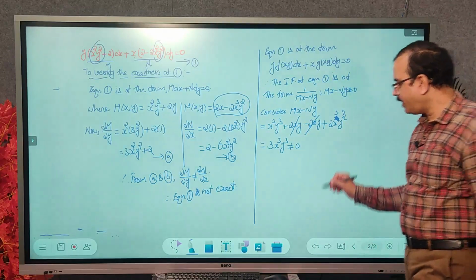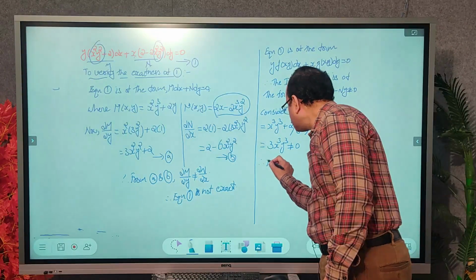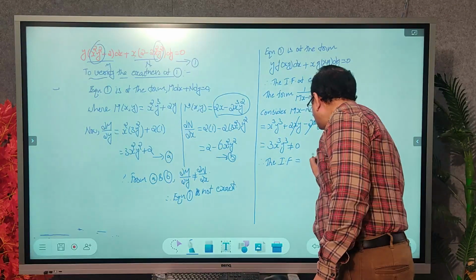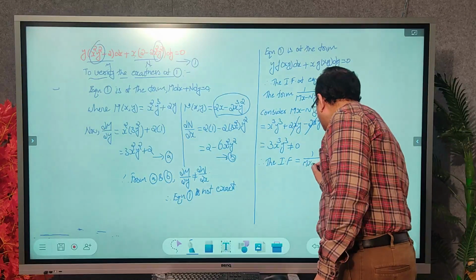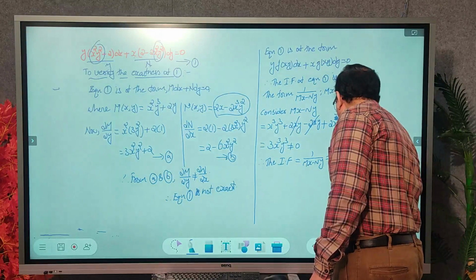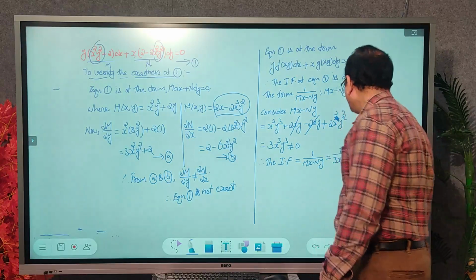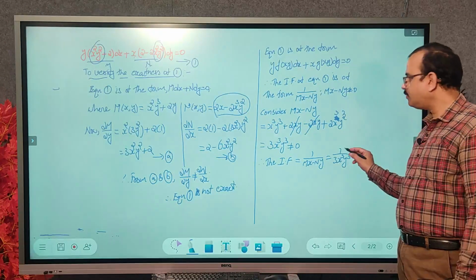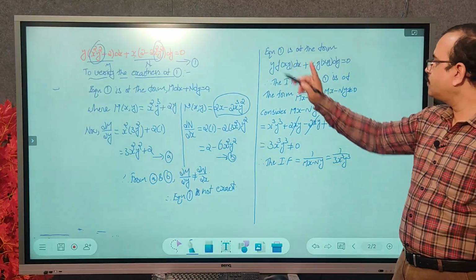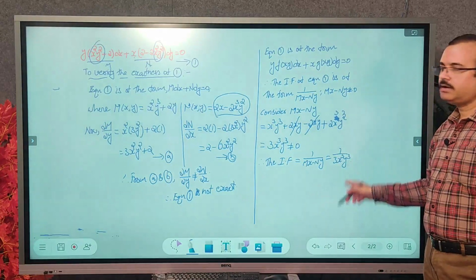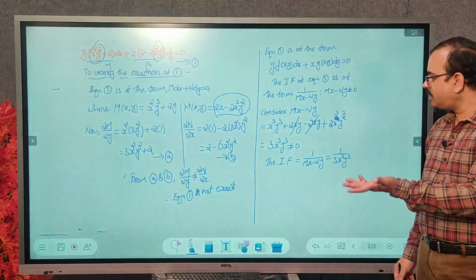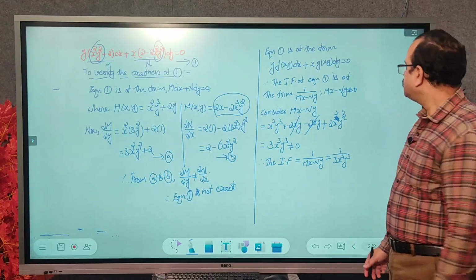So therefore the integrating factor is equal to 1 by Mx minus Ny, which is equal to 1 by 3x cube y cube. So now the integrating factor is nothing but 1 by 3x cube y cube. Now we will multiply the given differential equation 1 with this integrating factor, and then automatically that equation transforms to an exact differential equation. Okay, that we will see.